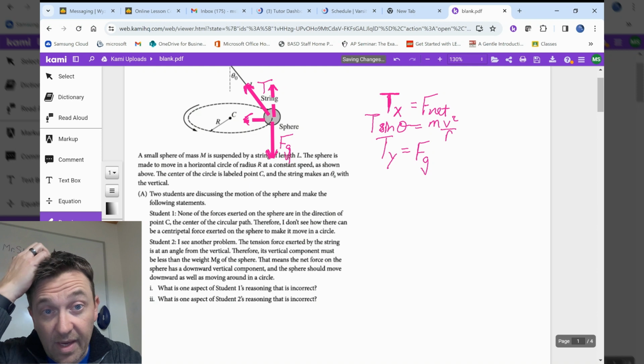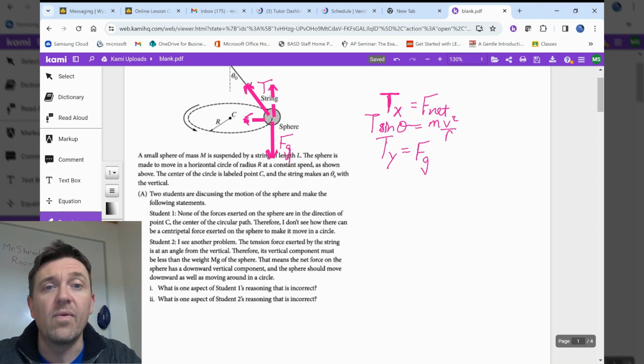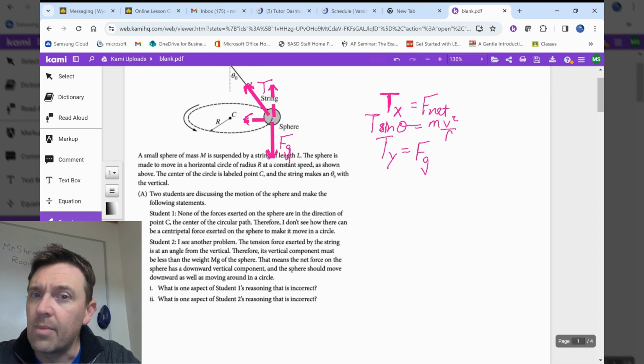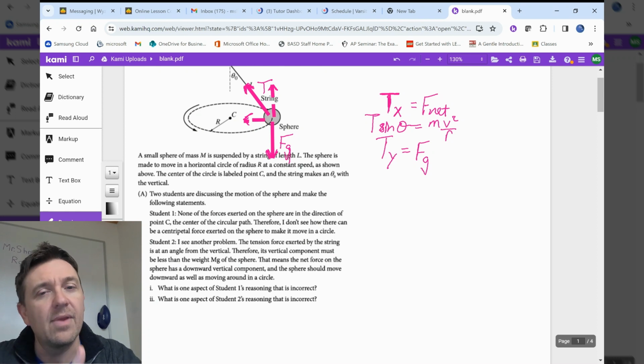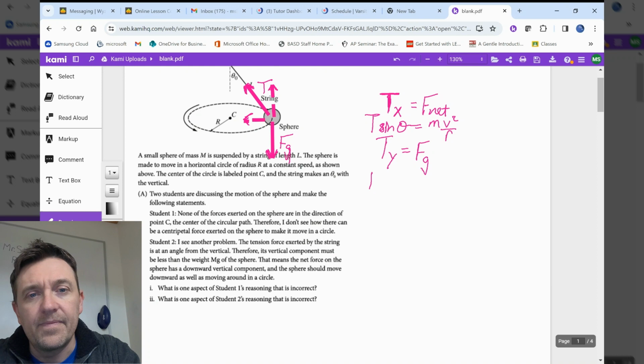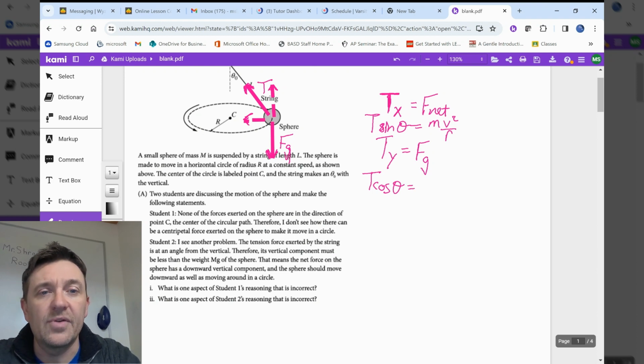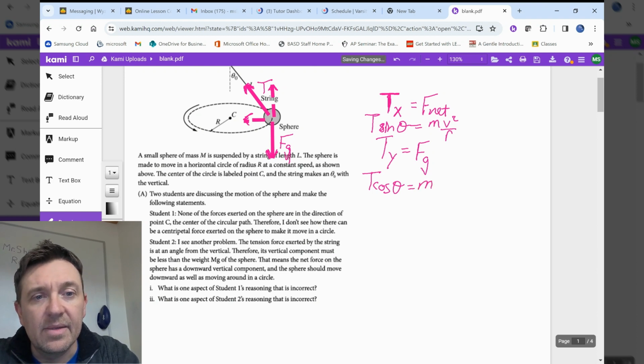Now, this would be very easy for us to solve for the velocity if we were given tension. But we're not given tension. Oh, wait, we kind of are. Ty is T cosine theta. And Fg, we all know, is mass times gravity.